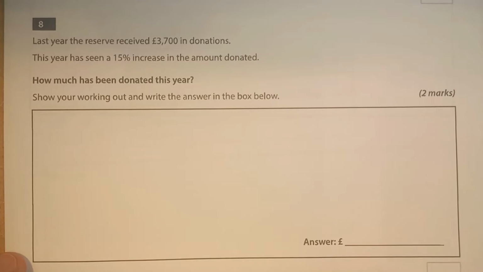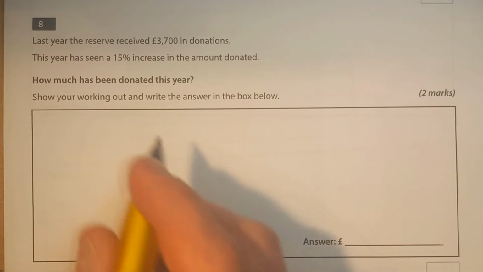Question 8. Last year, the reserve received £3,700 in donations. This year has seen a 15% increase in the amount donated. How much has been donated this year? Show your working out and write the answer in the box below. Okay, so this is similar to what we had before.